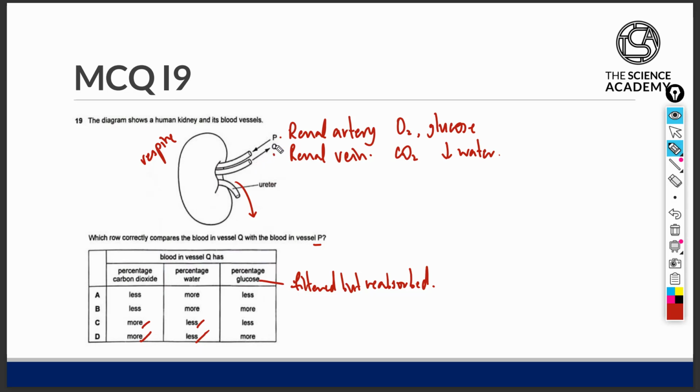But since Q now has lesser water, this will make the glucose more concentrated, and hence the percentage or the concentration of glucose will be much higher in Q. Therefore, option D will be the correct answer.